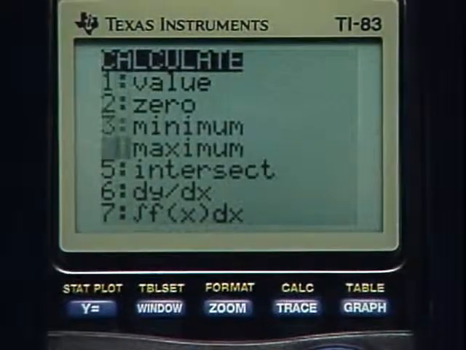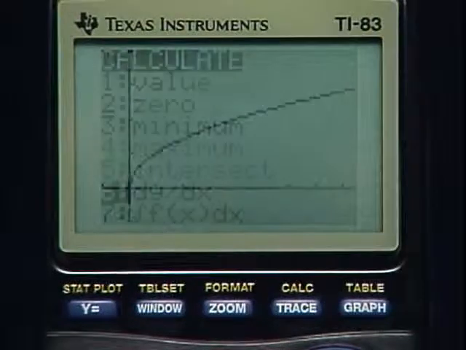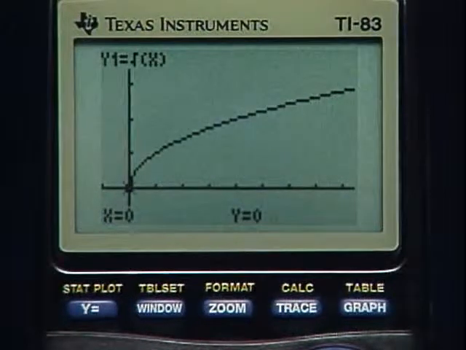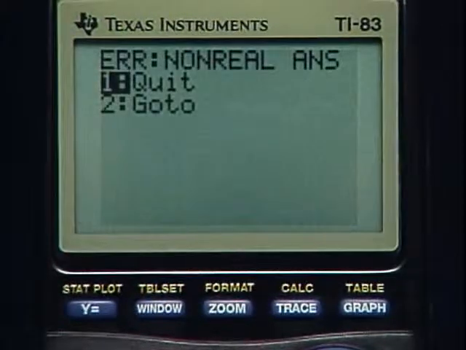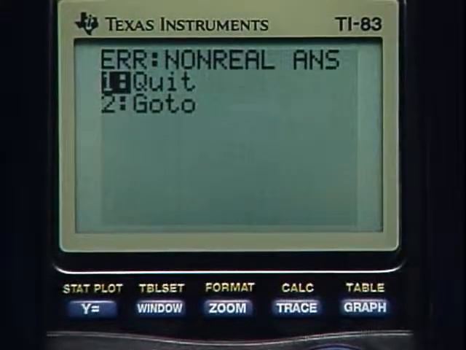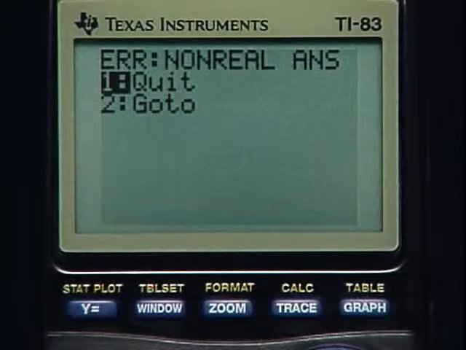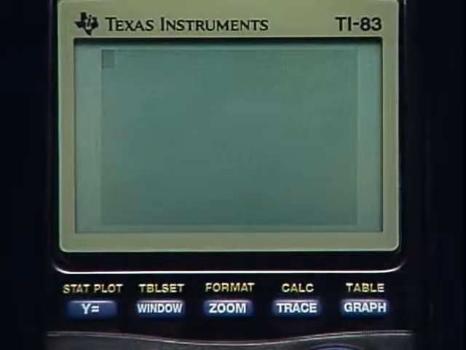Now, recall that before we got the derivative at 0 was undefined. Let's see what the calculator has to say about that. It says non-real answer, and that's about what we expected. Yes, we get a non-real answer, an undefined amount, for this value. So I'll press enter, and we're back at our home screen.